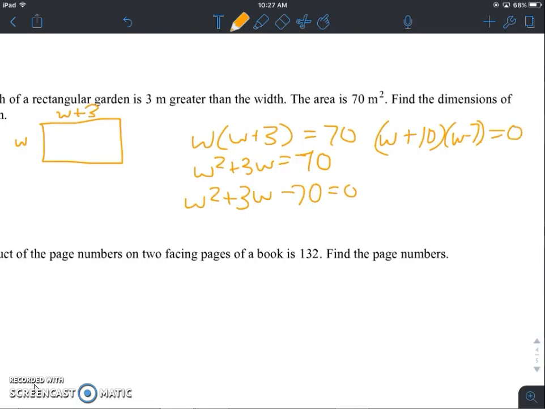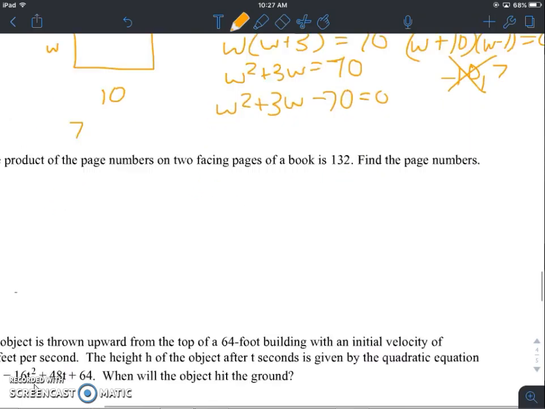So my zeros are negative 10 and 7. Again, just like the other ones, I cannot plug negative 10 in. So I get negative sides, so it doesn't work. I'm going to keep 7, so it is a 10 by 7 rectangle.